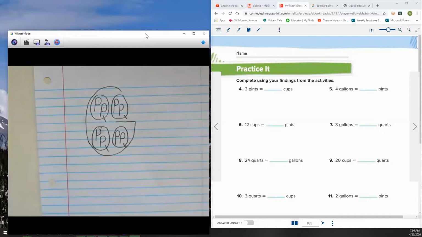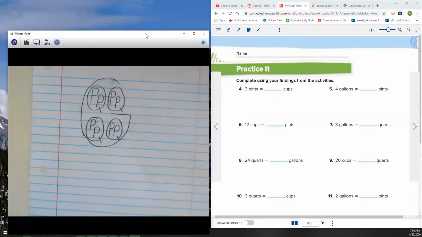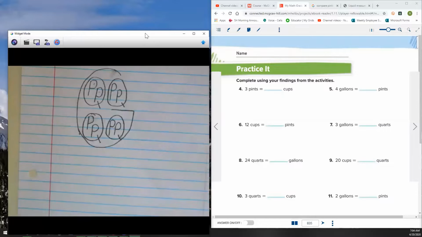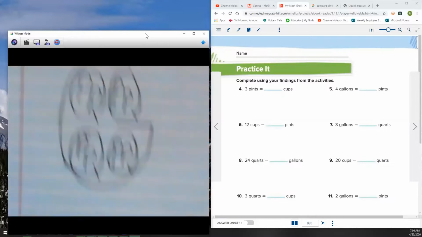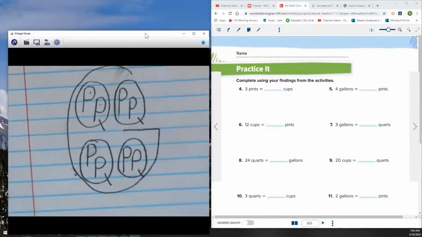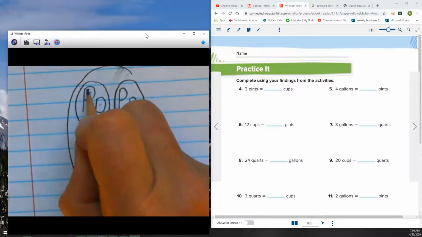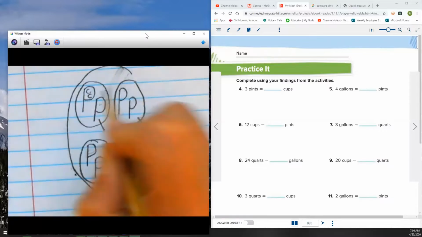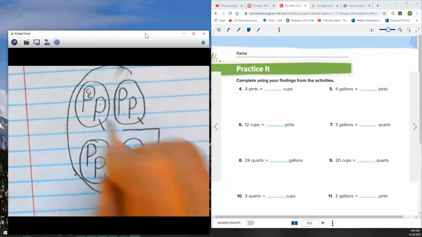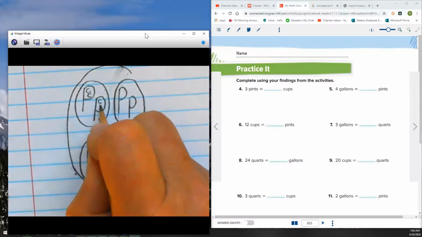Okay, the final thing I want to do is add cups inside each pint. So there are 2 cups in each pint. I'm going to zoom in a little bit more here so you can see what I'm doing. So what I'll do is I'll put 2 C's inside each pint. That means that there's 2 cups inside each pint.